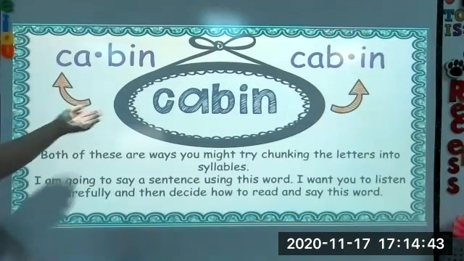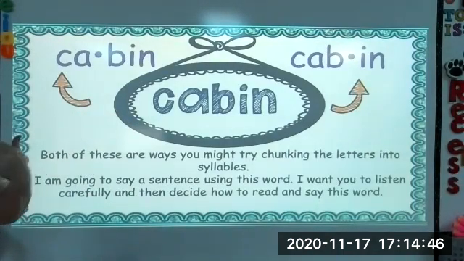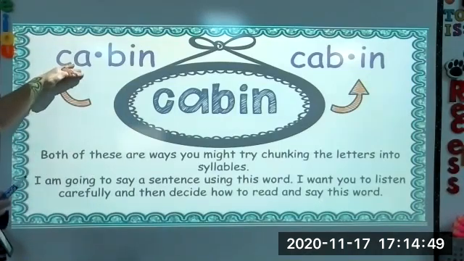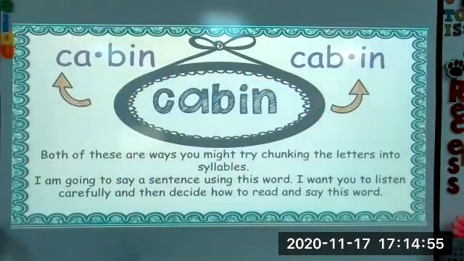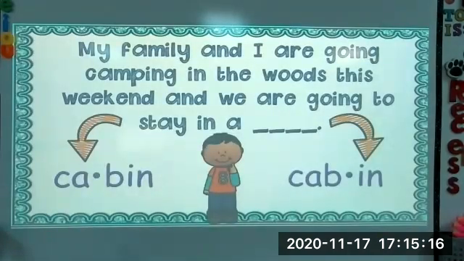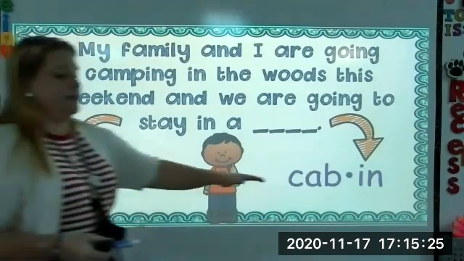So this is the word cabin. So is it cabin or cabin? Which one should you say it? Both of these are ways that you could try to chunk the letters into syllables. So I'm going to say a sentence, and I'm going to use this word. And I want you to listen carefully and then decide how to read and say this word. Okay? My family and I are going camping in the woods this weekend, and we are going to stay in a cabin.